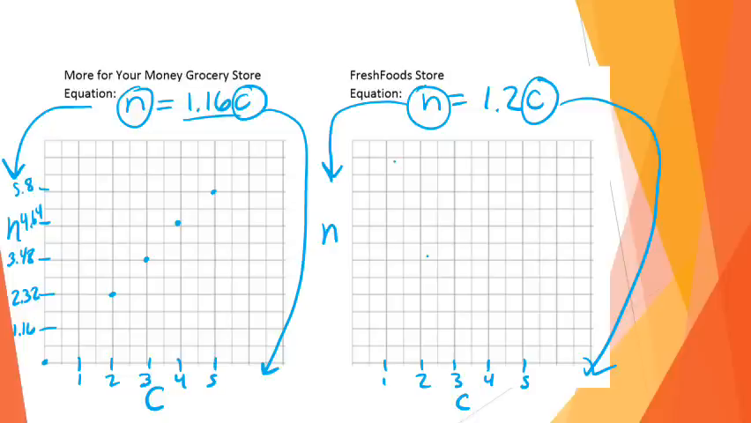And remember, again, there's a point at 0, 0 since this is proportional. Hopefully your line's a little straighter than mine. And that will work for the first one. Over here, we're going to go by 1 2/10. So 1 2/10, 2 4/10, 3 6/10, 4 8/10, and 6. And so again, point at 0, 0.